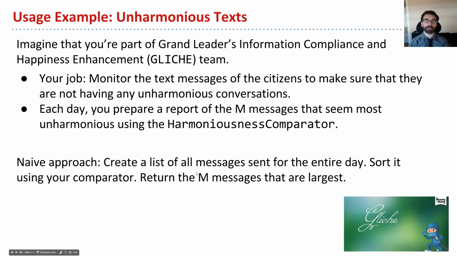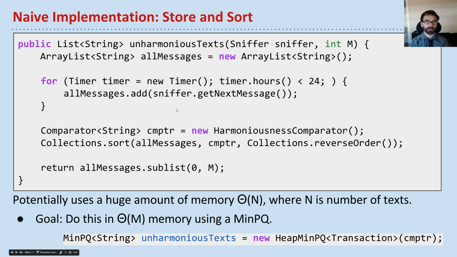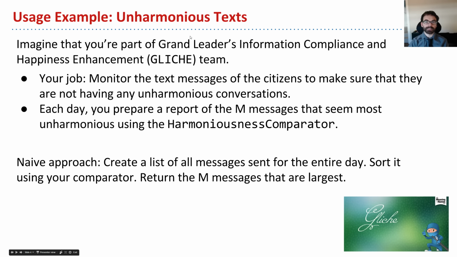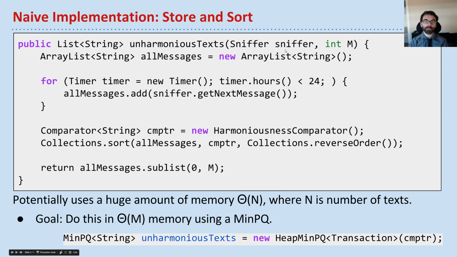And so this is not using a priority queue. What the code might look like is as follows. So we have an unharmonious texts method. We give it a sniffer, which listens in on text messages, and the number of messages we want for our report, right? This number. So one way to do it, we create a list of all messages we see all day. We set up a timer, and this is just kind of pseudocode. The exact details don't matter here, just the story. As the timer is running, we wait 24 hours, and as the day goes on, we just add every message that we see using our sniffer.